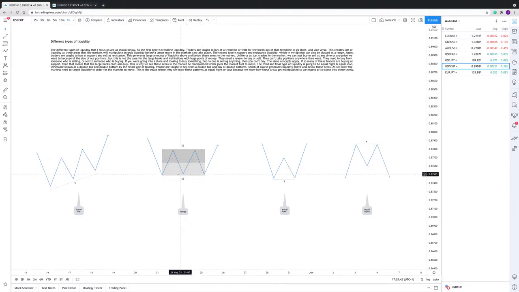So what we usually see from this so-called support is we will see a grab of liquidity before price then reverses, then taking liquidity from this resistance or buy side liquidity before then reversing again. So it's not uncommon to see that on the charts. It happens all the time.